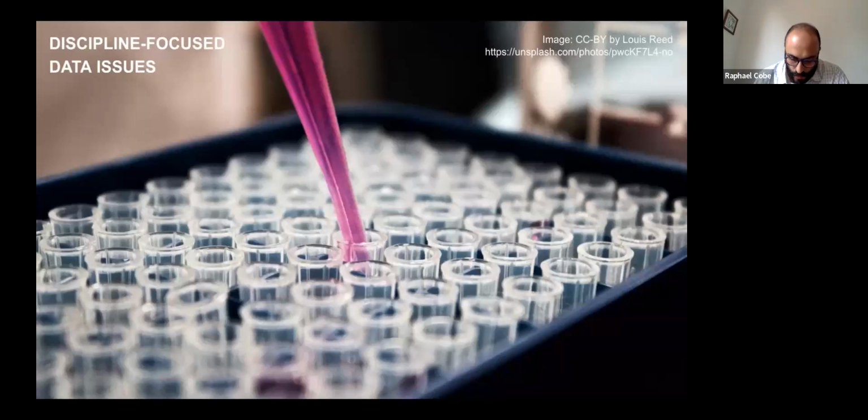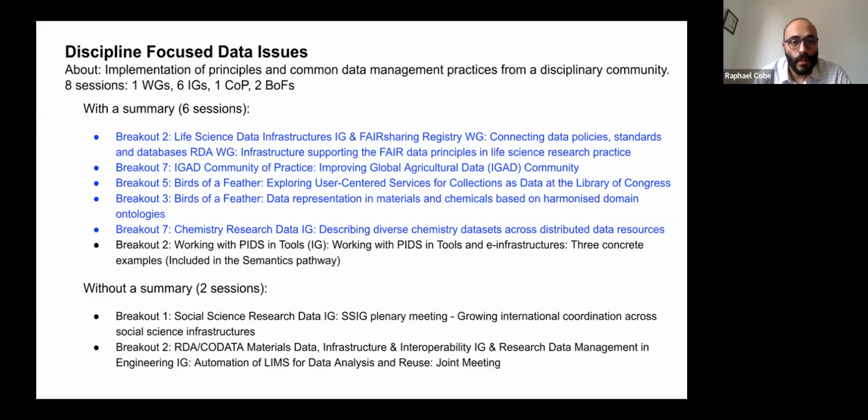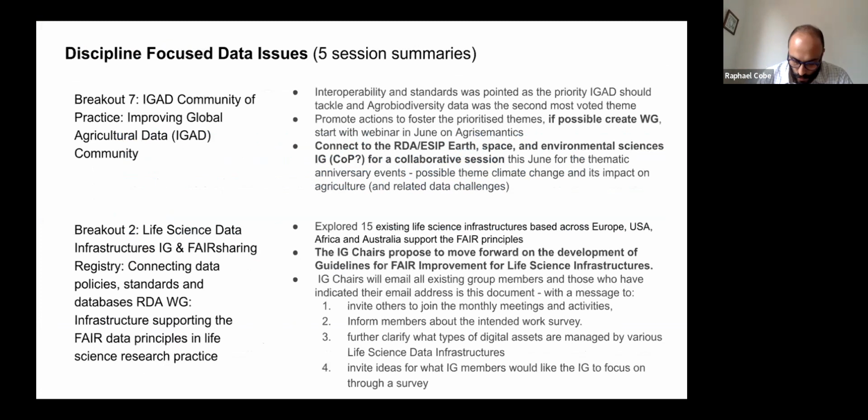Okay, so the next one is the discipline focused data issues. For the IGAD community of practice, improving global agricultural data, they reported that they are trying to connect to the RDA Earth, Space, and Environment Science interest group for a collaborative session.